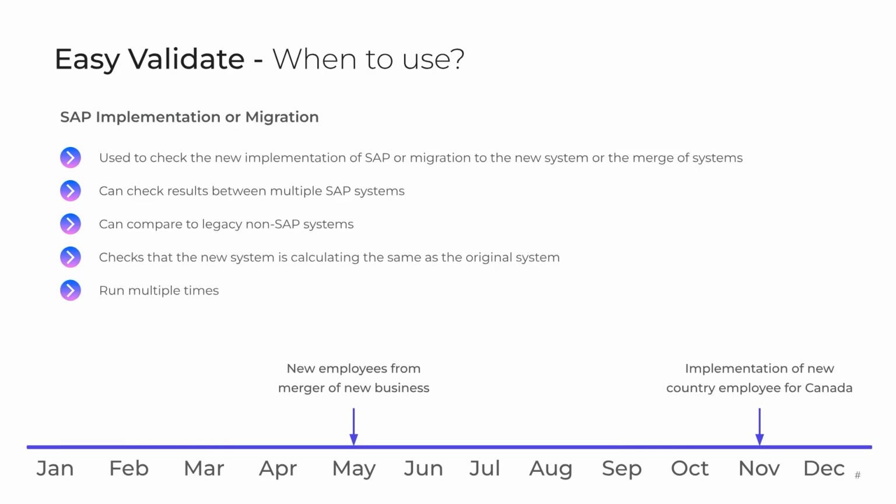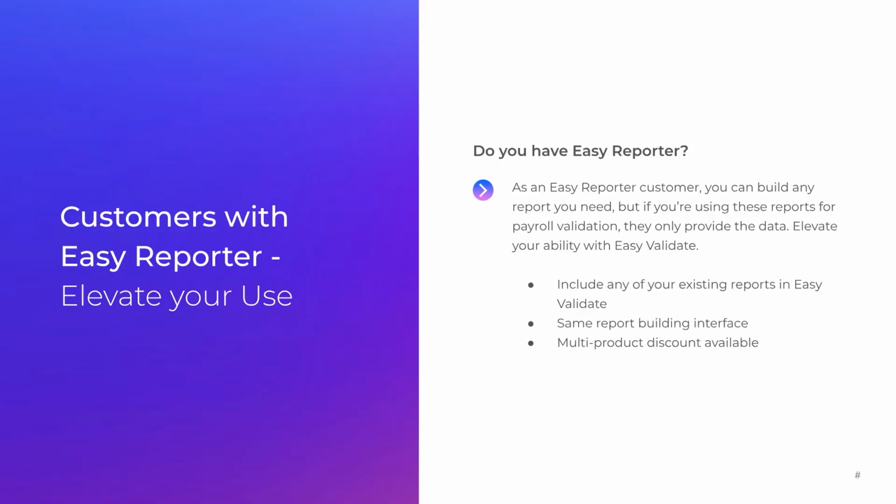During SAP implementations or migrations, EasyValidate checks results between multiple SAP systems or compares them to legacy non-SAP systems. It ensures the new system calculates the same as the original and can be run multiple times. If you are an EasyReporter customer, you can elevate your use by including existing reports in EasyValidate for streamlined payroll validation, offering the same report-building interface.